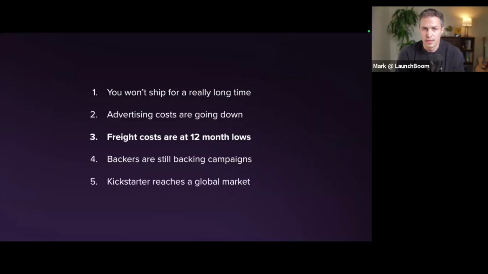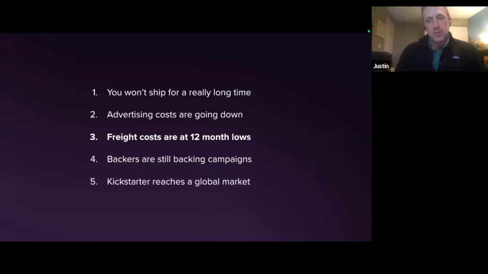Freight costs are at 12-month lows. I already spoke about this before, but Justin, maybe if you want to add a little bit, do we think freight costs are going to stay low or potentially go lower? What are some of the mechanisms that might affect that?